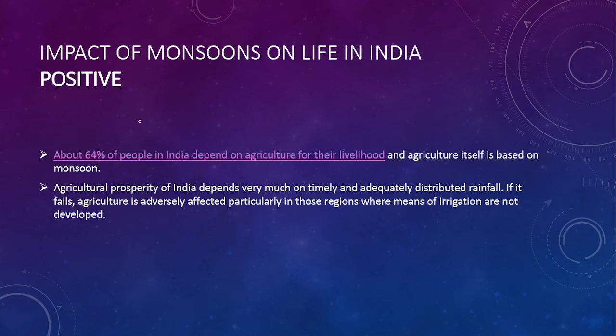Impact of monsoon on life in India. Positive. About 64% of people in India depend on agriculture for their livelihood, and agriculture itself is based on the monsoon. Agricultural prosperity of India depends very much on timely and adequately distributed rainfall. If it fails, agriculture is adversely affected, particularly in those regions where means of irrigation are not developed.